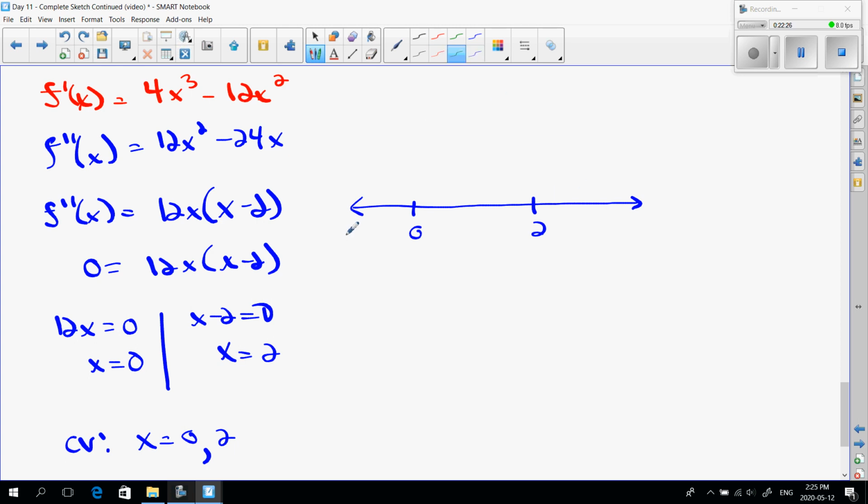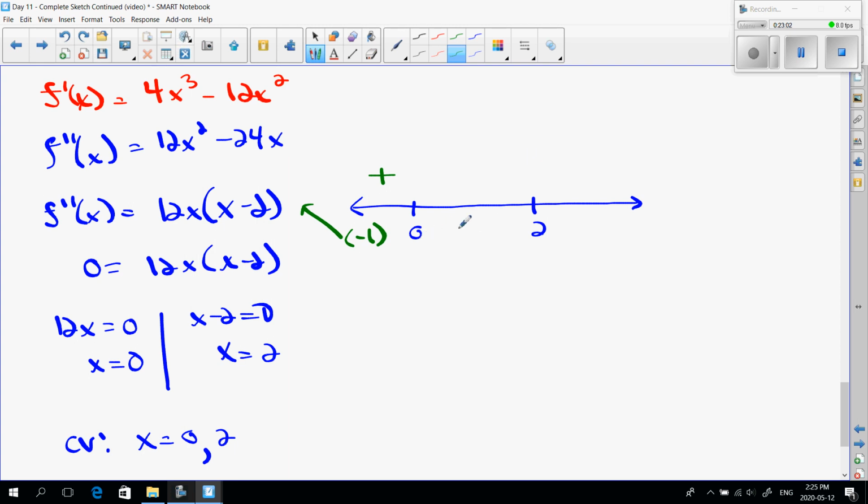I am going to test each interval, so pick a number between negative infinity and 0. Again, you can pick anything you want, as long as it's less than 0. Plug it into the second derivative. 12 times negative 1, that factor becomes a negative. Negative 1 minus 2, that factor is a negative as well, negative 3. So I'd have negative 12 times negative 3, which would give me a positive.